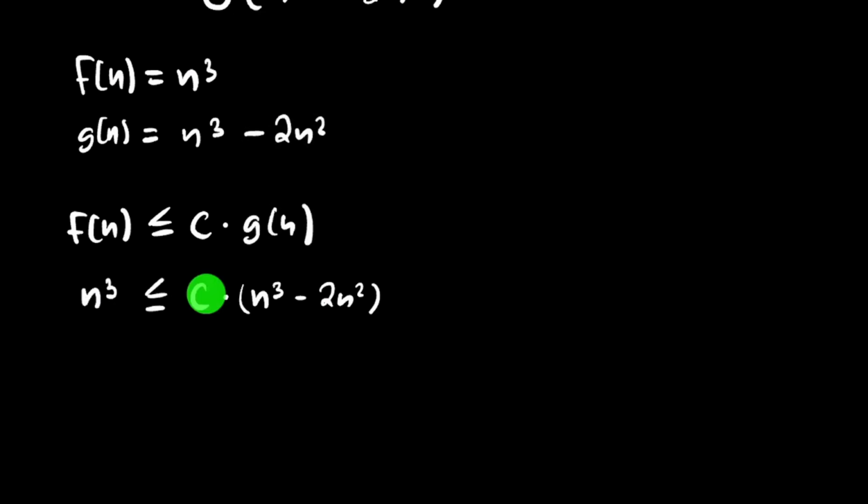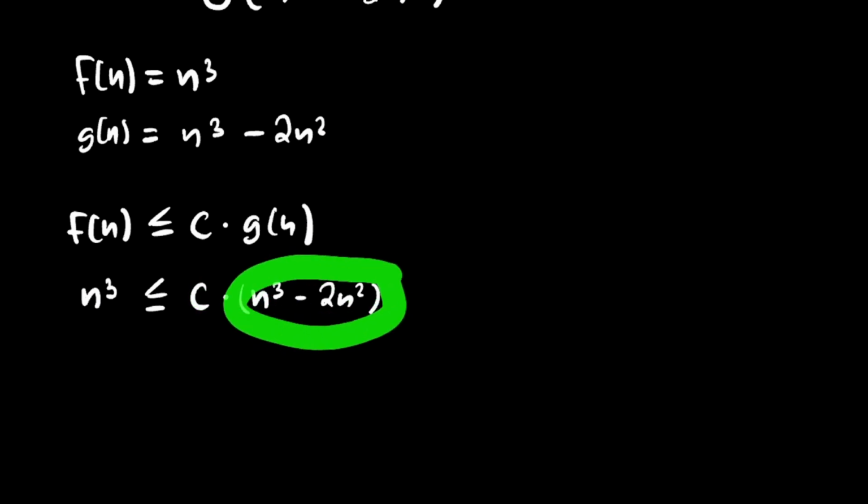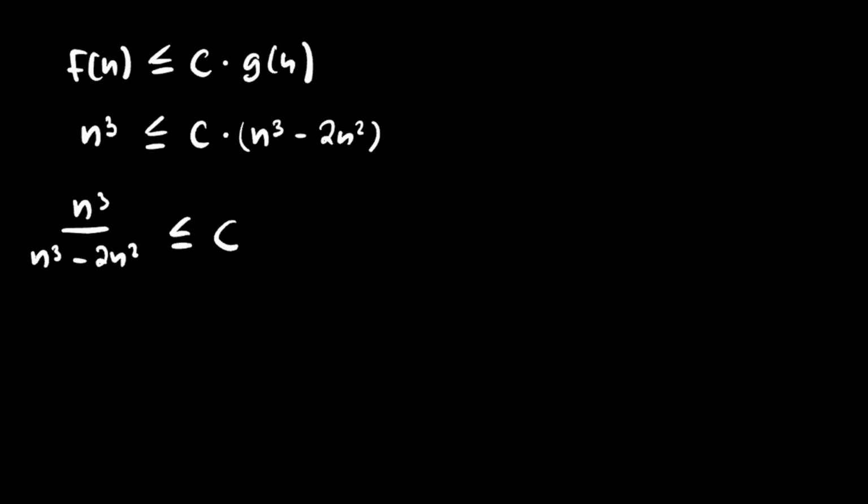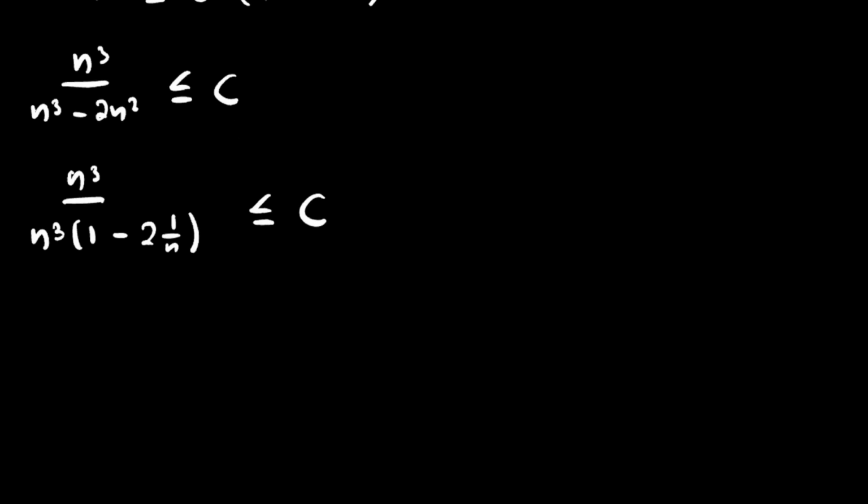And now we want to clear for c, basically. We want to have c with no n values on the right, so we're going to put all of these to the left. We're going to have n cubed minus 2n squared. Now we can actually factor out n cubed, so we have n cubed times 1 minus 2 times 1 over n, times c. And then from there, we can cancel out n cubed, leaving 1 minus 2 times 1 over n, times c.